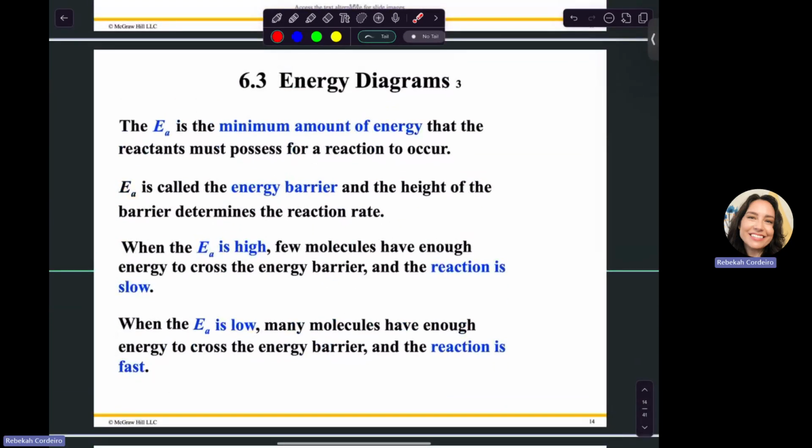So the activation energy is the minimum amount of energy you have to put in. The reactants have to hit each other with that energy or they're not going to break those bonds. It's really the energy barrier. It tells us how fast the reaction is going to go. So low activation energy, easy to make that reaction get going, fast reaction. High activation energy, big hill to climb, slow reaction.